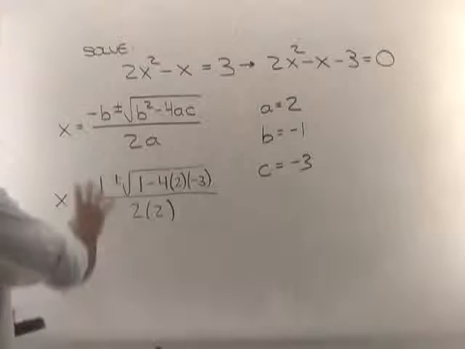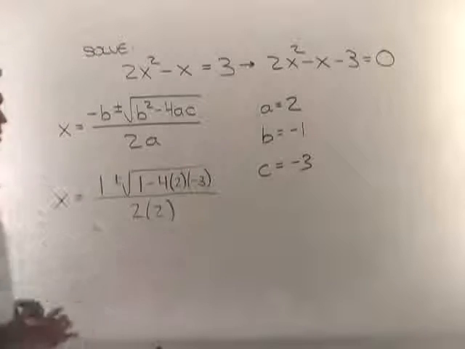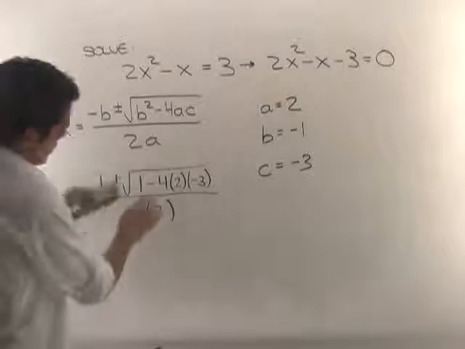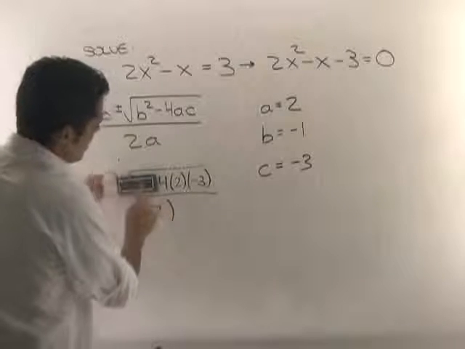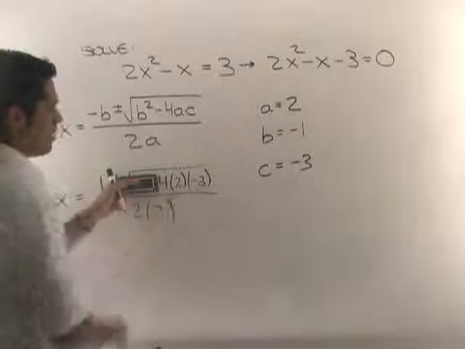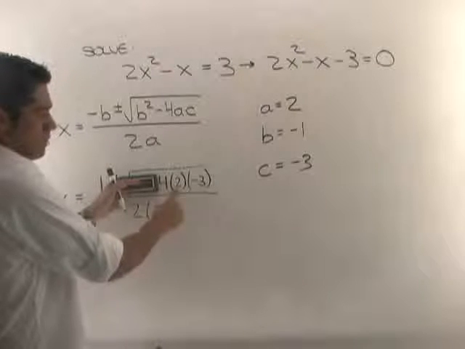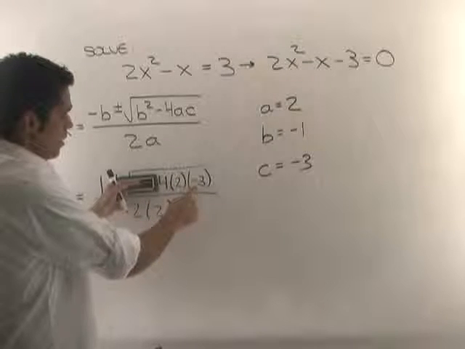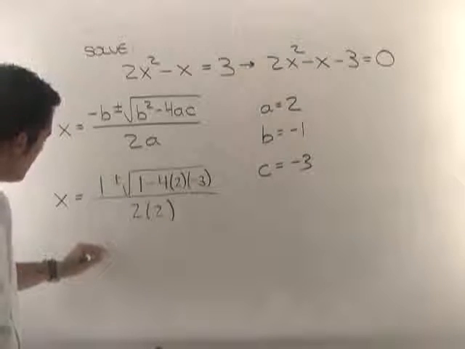Okay, now we need to simplify this and figure out what this is. So we want to start inside the root, and what I like to always do is forget the minus sign for now, and just figure out what these 3 multiply to be. So 4 times 2 is 8. 8 times -3 is -24.